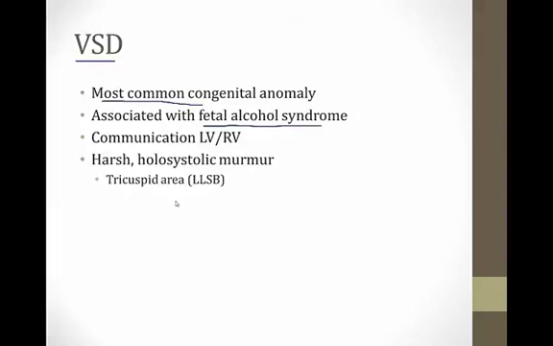If VSDs are very large, they can cause symptoms early in life from the overload of the right side of the heart. The baby can have signs of right-sided heart failure. However, if they're small, they may not cause symptoms until later in life when the right ventricle hypertrophies and shifts blood from the right side to the left side. And then if they're very small, they may never cause symptoms, but the child may have a murmur throughout its life.